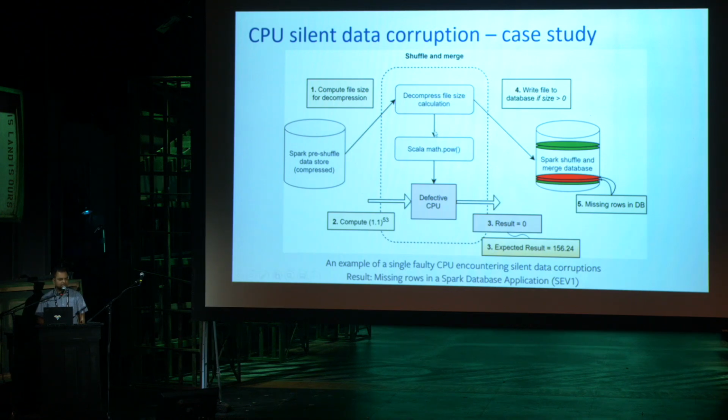So the Scala math.pow function is invoked. Typically compressed files are stored as chunks, and you multiply the chunks by the number using a power function, and then you identify where you need to put that chunk's data at different points in a file. So we invoke this power function. It so happened that this landed on a defective CPU, and we were supposed to compute 1.1 times 53, but we ended up computing an incorrect result here.